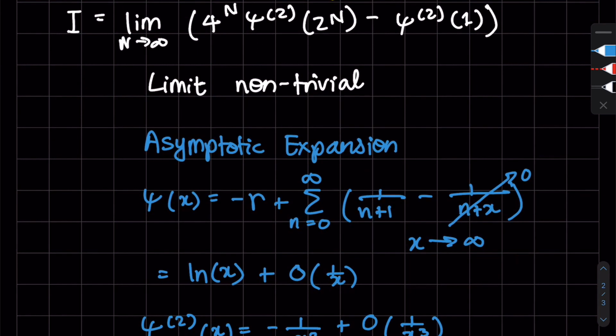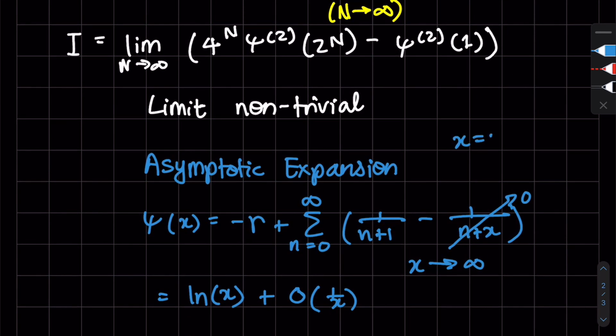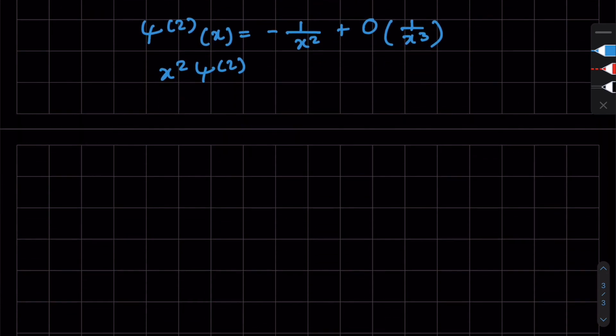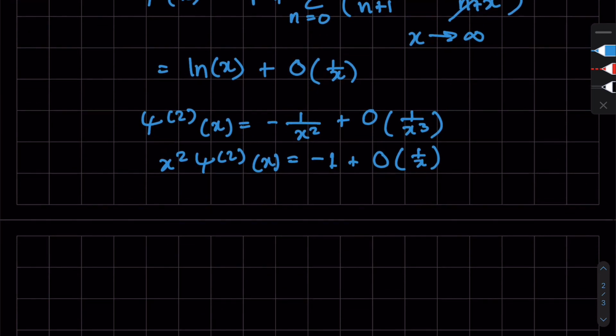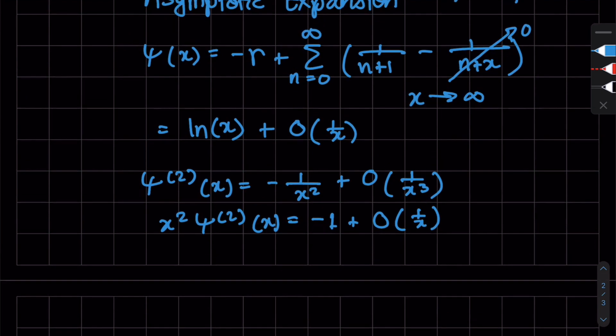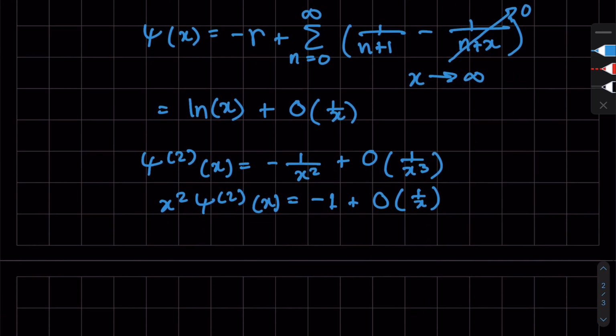If x was 2 to the n, then x squared will be thought of as 4 to the n, right? So that's why I'm multiplying by x squared. So you have minus 1 plus O of 1 over x, because x squared and x cubed sort of cancel out. It is all in the limit as x goes to infinity. All this asymptotic expansion is assuming really large x.